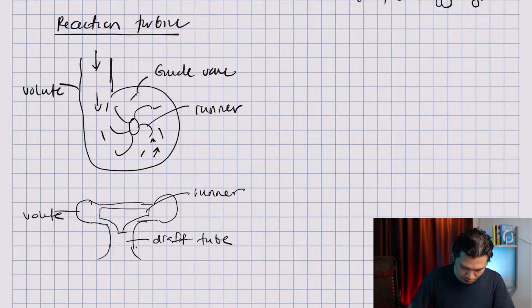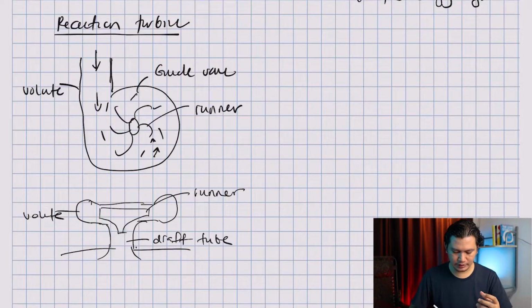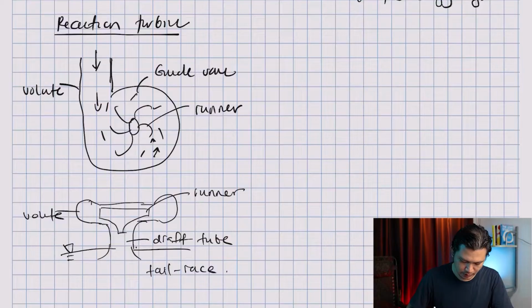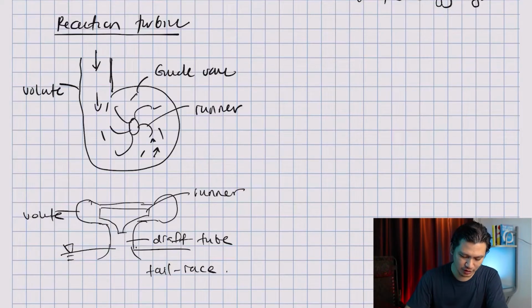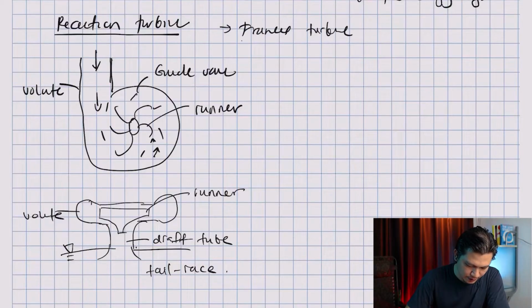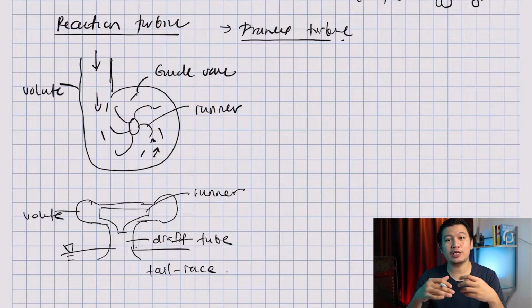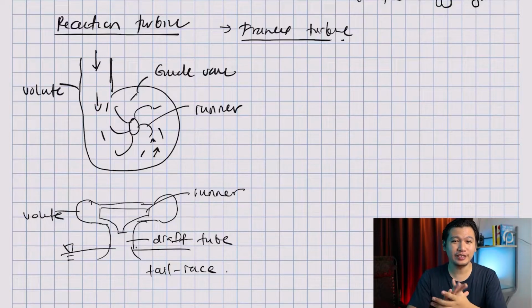Okay, and this goes to atmosphere, and in case this is water, so this goes into the reservoir, and this reservoir we're going to call it tailrace. And that's how a reaction turbine looks like. And one type of reaction turbine is called the Francis turbine. This is the turbine that we are going to be focusing on when we do the analysis.